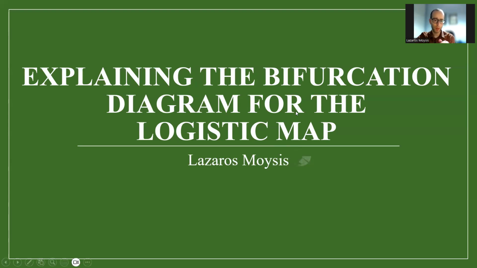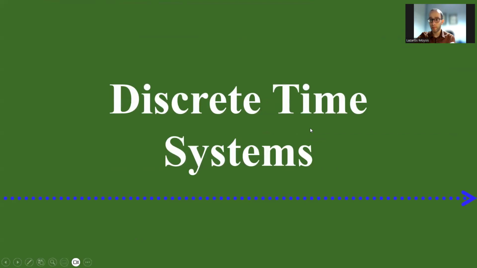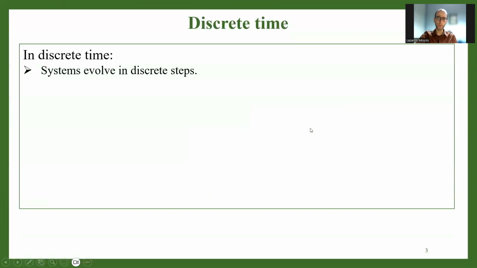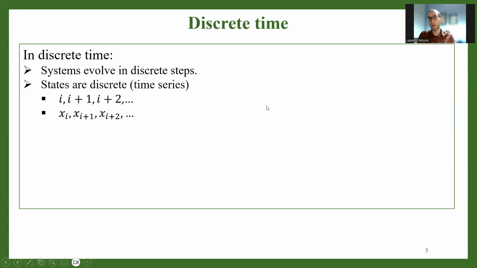So let's begin. First of all, we are talking about discrete time systems, so let's give the basics. Remember, in discrete time systems, we have a system that evolves not as a flow, but as a discrete series of steps. So here we are talking about time series, a little different from continuous time. The index here is i, so it goes from i plus 1, i plus 2, and the state of the system is a time series, which means that it consists of discrete values like x_{i+1}, x_{i+2}, and so on.